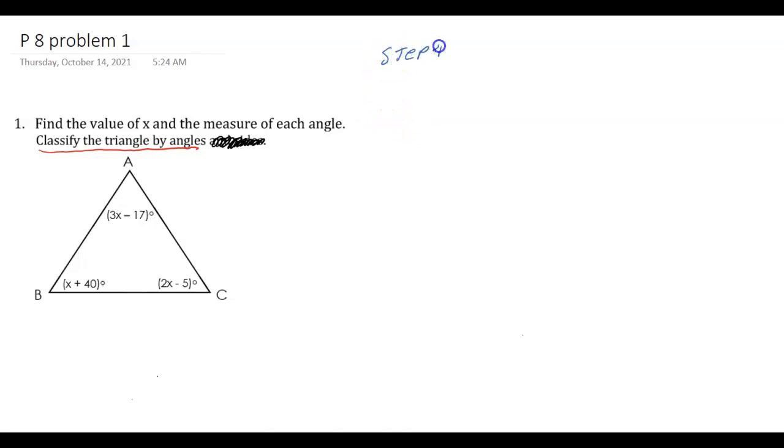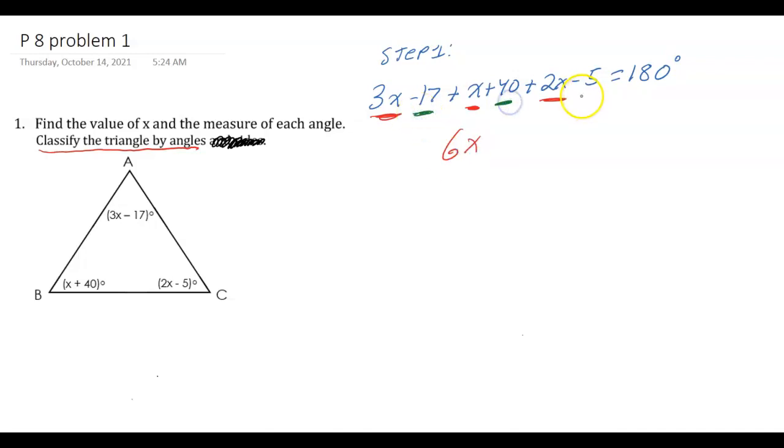So step 1 would be 3x minus 17 plus x plus 40 plus 2x minus 5 is equal to 180 degrees. The next step would be combine like terms. The 3x, the x, and the 2x are like terms, and when you add those up you get 6x. The negative 17, the 40, and the negative 5 are like terms, so when you add that up you get positive 18 on your calculator, and that is equal to 180 degrees.